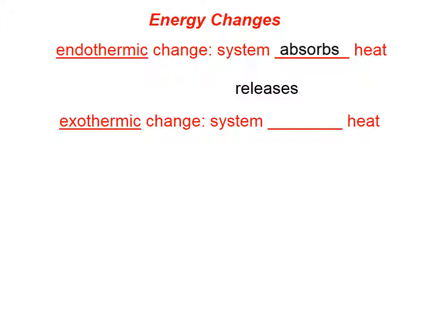Energy is going endo to system. In an exothermic change, energy is exiting the system. The system releases heat.